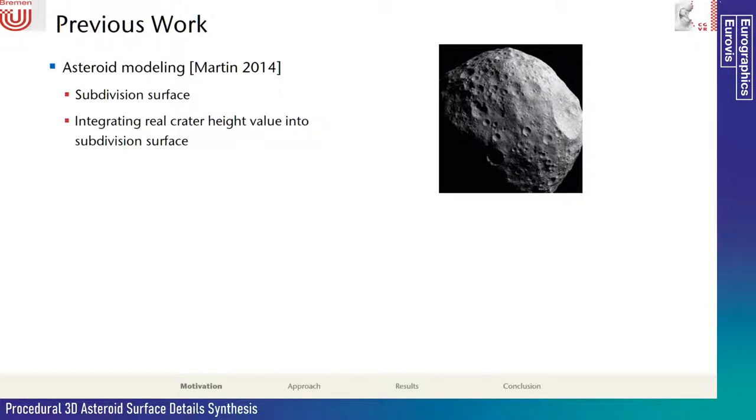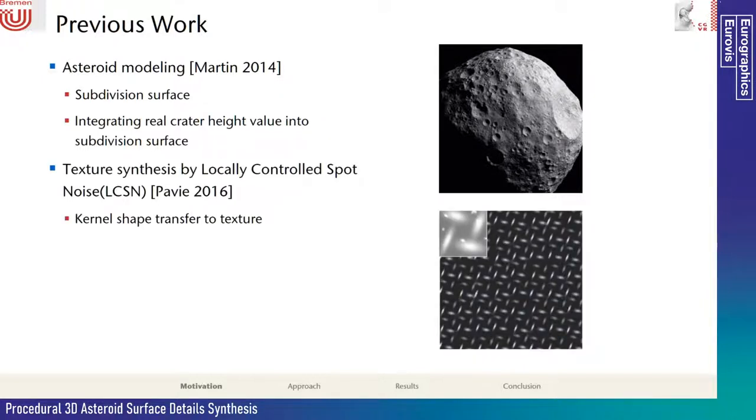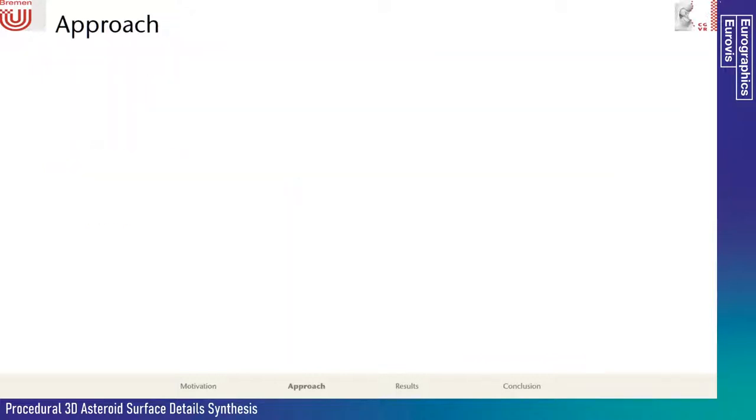In 2016, Pavey proposed locally controlled spot noise to successfully transfer a group of ellipse shapes from the color to the textures, and was able to generate macro structures in texture space.